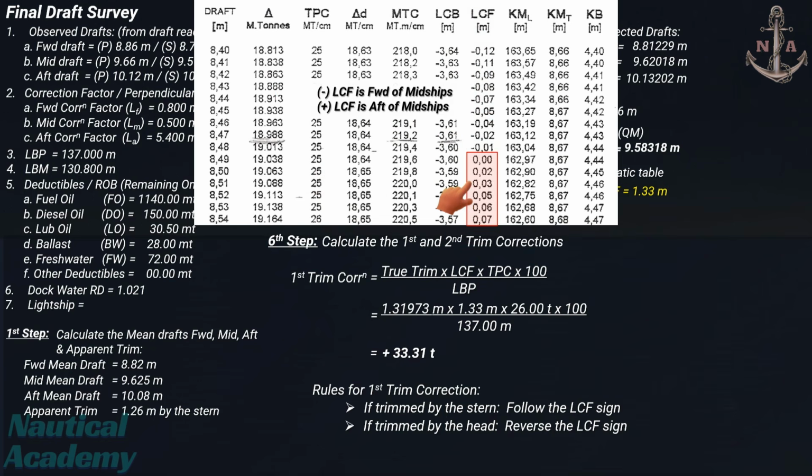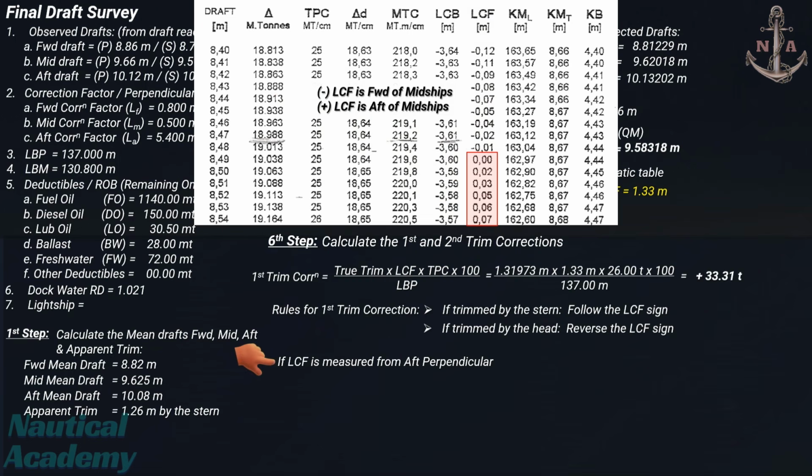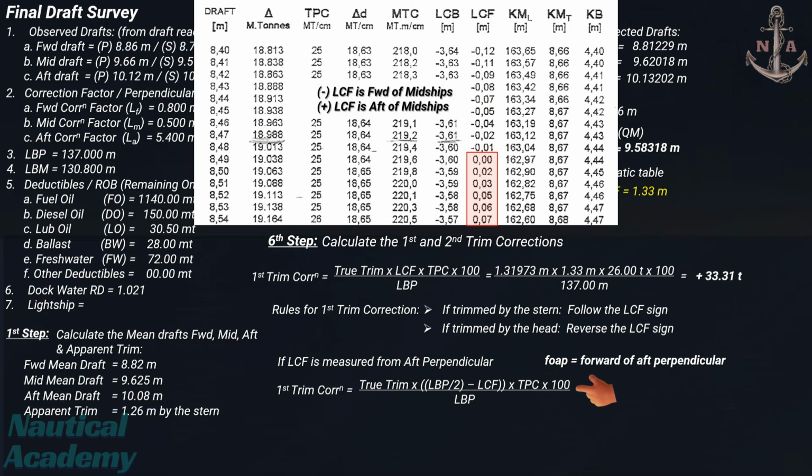And if it is positive, it is aft of midships. Now, if you encounter a hydrostatic table where the LCF is measured from the aft perpendicular, it is usually indicated as forward of aft perpendicular. In such cases, use this formula to calculate the first trim correction.